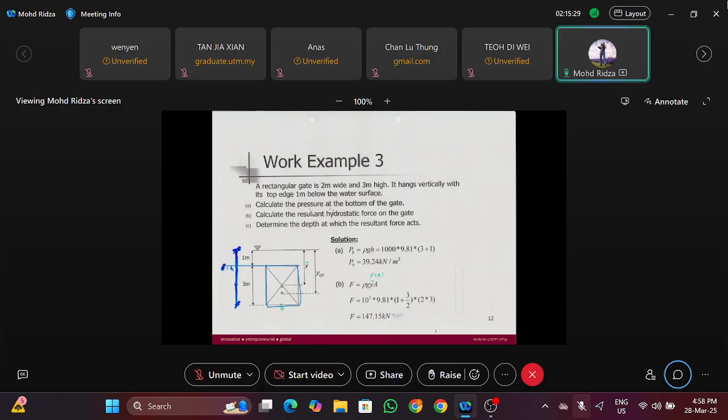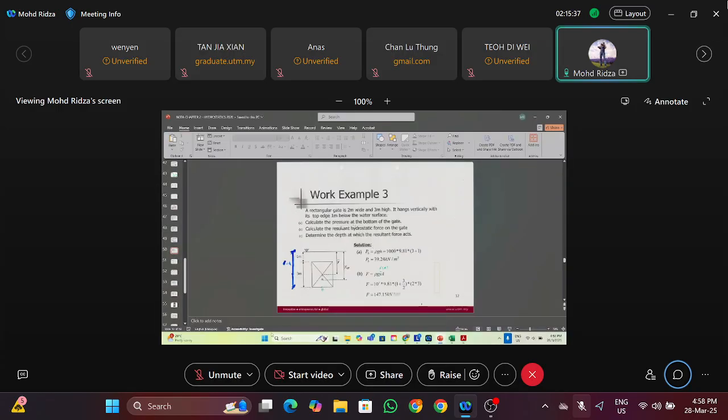Calculate the pressure at the bottom of the gate. Without looking at the solution, let me remove the solution, and let's try to figure this out on our own.